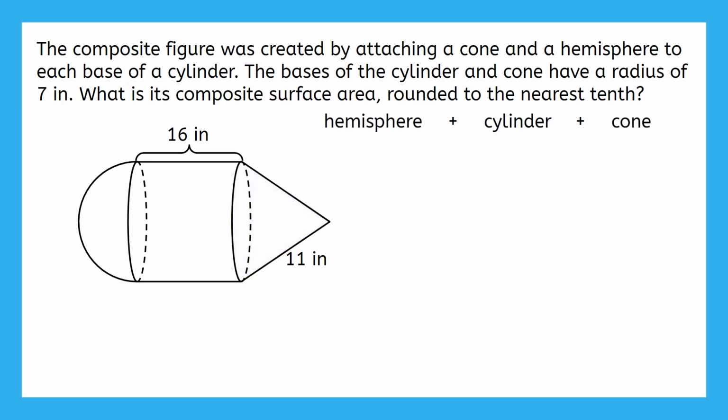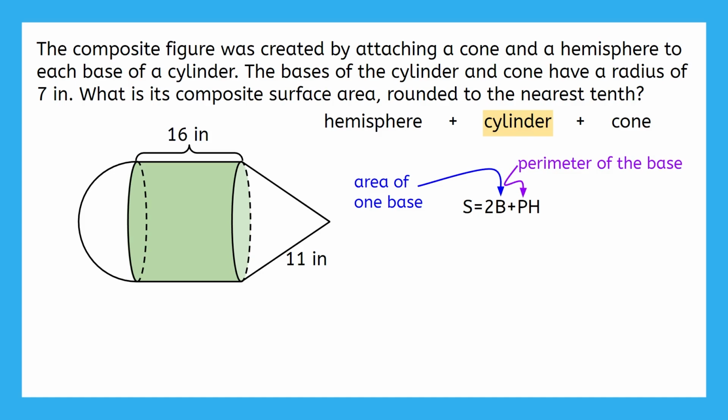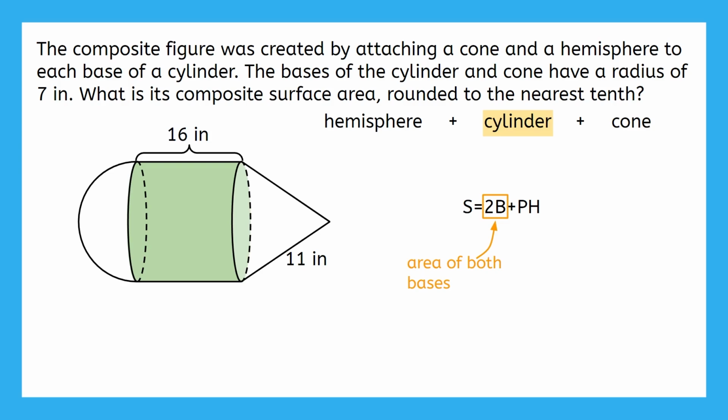Let's start with the cylinder. This is our formula for the surface area of a cylinder. Remember, big B represents the area of one base, big P represents the perimeter of the base, and big H represents the height of the cylinder. In terms of the cylinder, what does this whole term 2 times big B represent? This is the area of both bases combined.